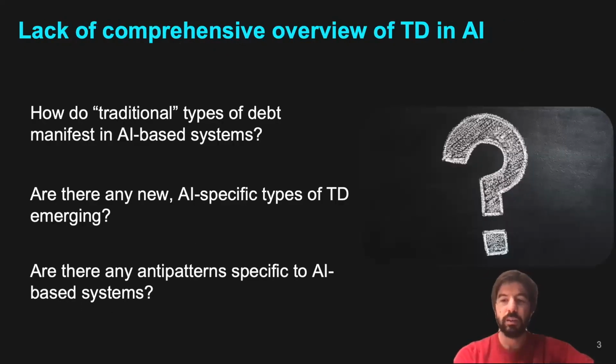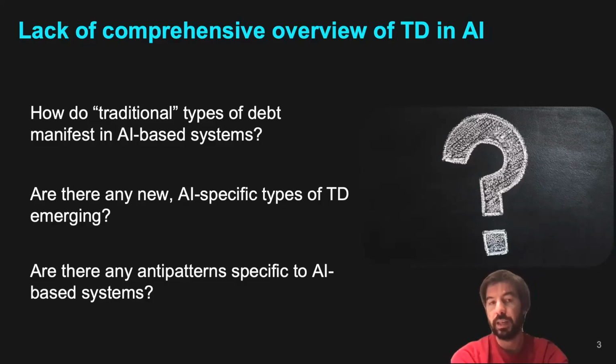Looking at the understanding part, we try to find a comprehensive overview of technical debt in AI systems, thinking about questions such as how do traditional types of debt, such as code debt or architectural debt, manifest in AI-based systems, whether there are any new AI-specific types of technical debt in such systems, or whether there are any antipatterns that we can associate to these technical debt types.